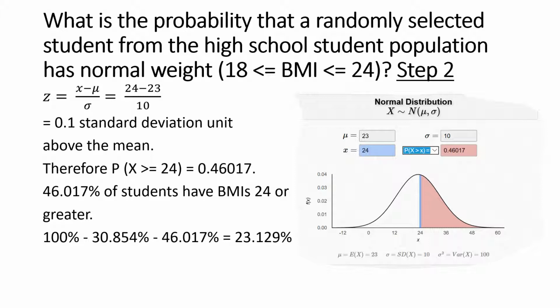And because the whole bell curve or normal curve is 100%, we subtract the two percentages we get for students whose BMI are 18 or below and for students whose BMI are 24 or above from 100%. And we get about 23.13%. This means that about 23.13% of students are within the normal weight range, meaning that their BMIs are in between 18 and 24.